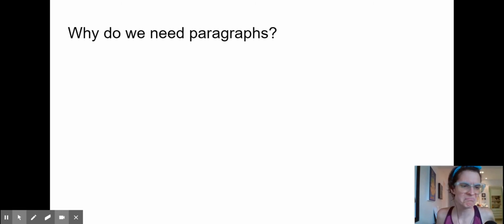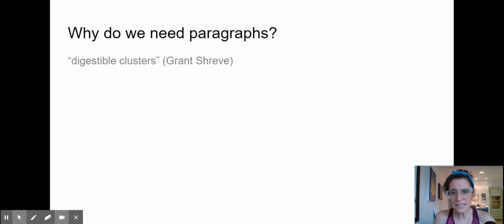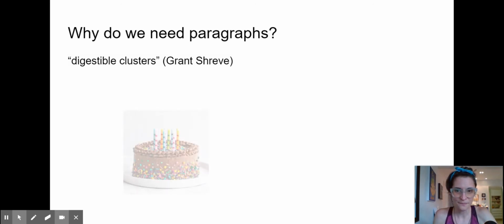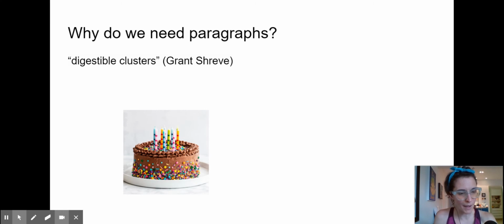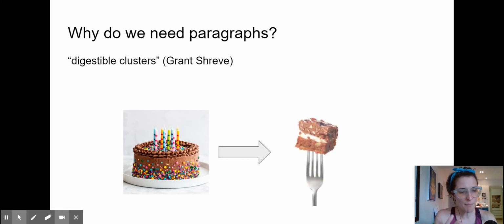Why do we need them? Why not go back to that scriptio continua? Just write it all together. Because paragraphs are digestible clusters. I really love those 2 words. Digestible means you can eat it, and clusters means groups or bits or bites. That's from a person named Grant Shreve. So you can't eat a cake in all one bite. You need to put it in bites. You need clusters that you can digest.